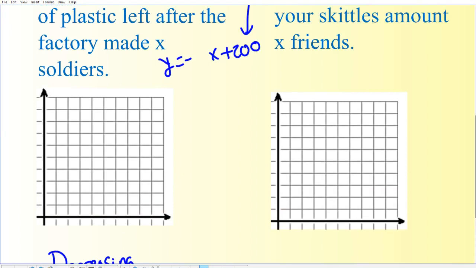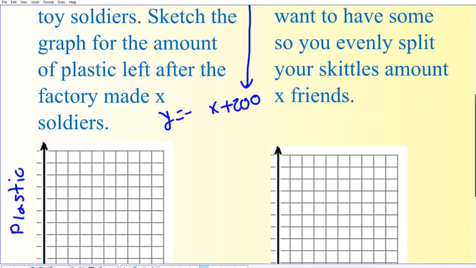And would this be linear or nonlinear? Well, let's think. Nonlinear can look like this. But that would make sense. Like if I make one soldier and then 2 soldiers and 3 soldiers and 4 soldiers, and this would be plastic left. Is one soldier going to take a whole ton of plastic and the next soldier take a little bit less and a little bit less and a little bit less? I don't think so. Each soldier should take the same amount of plastic if you're making them all the same.